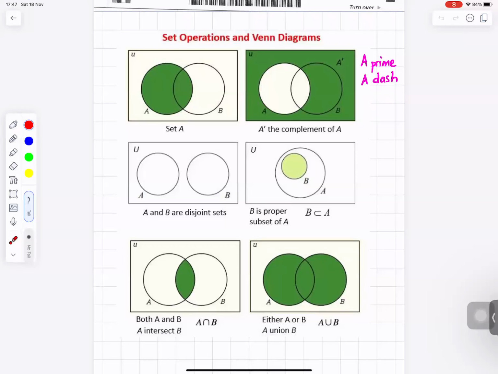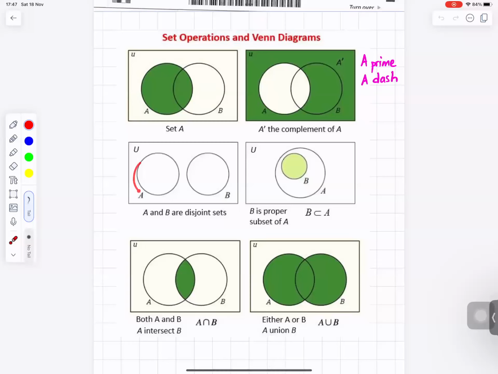This is something I just put together to help you remember some of these things about Venn diagrams. Set A is the one that's colored in green there. And everything outside A, for this one, is colored in green, the complement of A. So A dash is the complement, everything outside A.